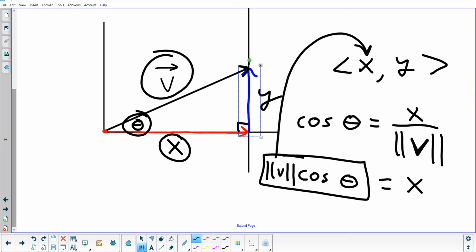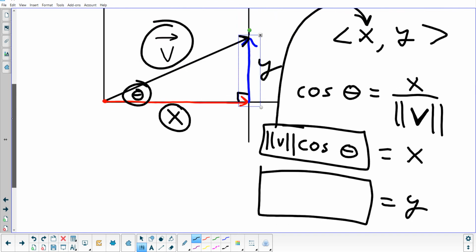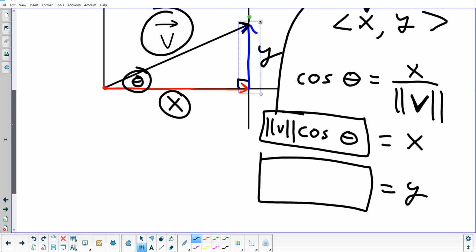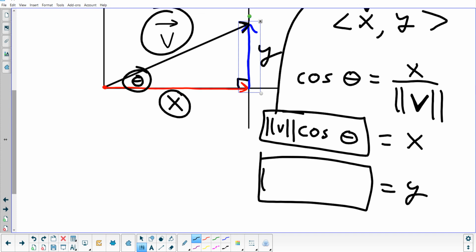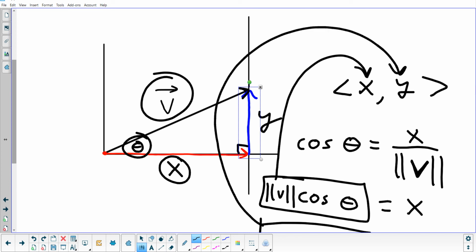And what would be my formula for y? Anyone think they could just tell me without going through the whole thing? Sine. Okay, a little bit more. Magnitude of v sine theta. Yep, it would be the magnitude of v sine theta. And now you can fill that in for y.